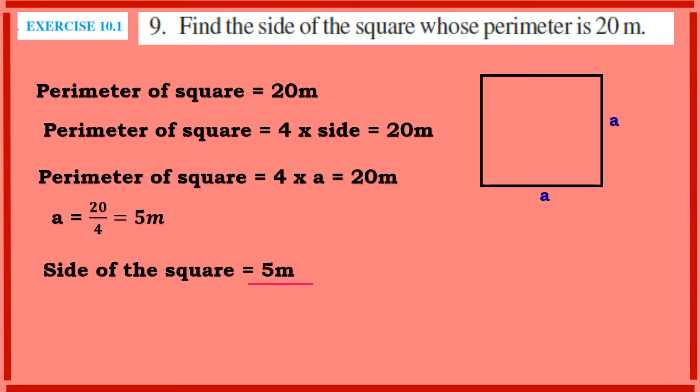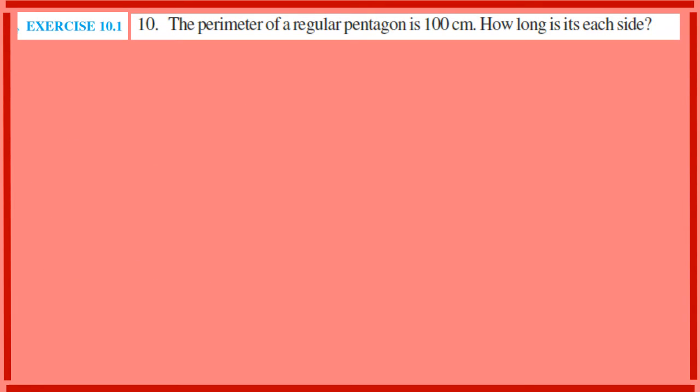Okay, let us move on to question number 10. The perimeter of a regular pentagon is 100 centimeter. How long is each side? Okay, pentagon. Pentagon means 5 sides. So 5 sides are equal. So all the sides are equal length.